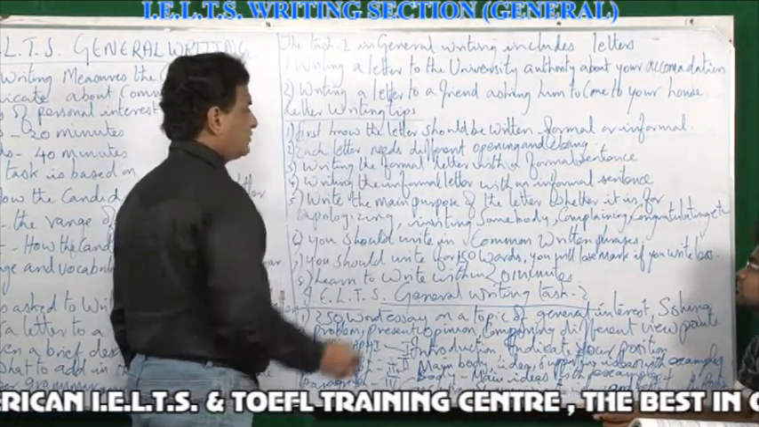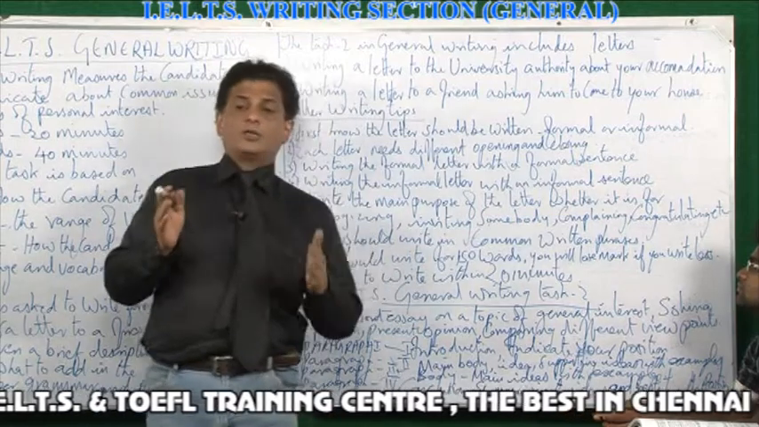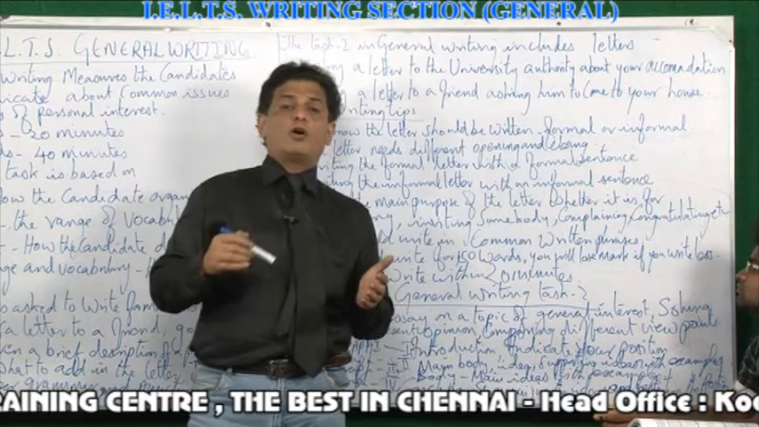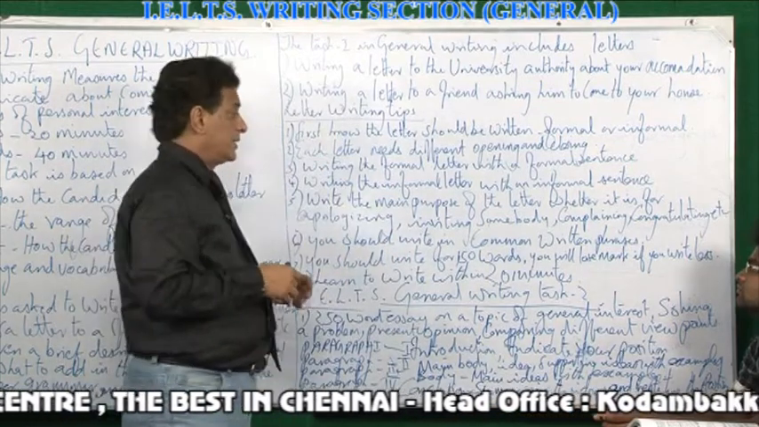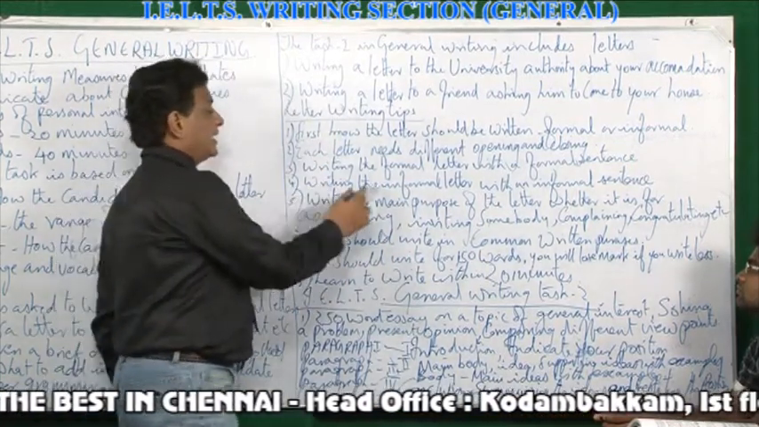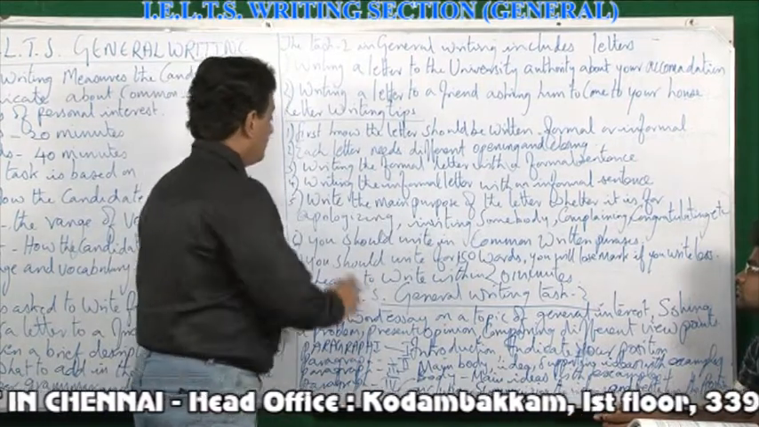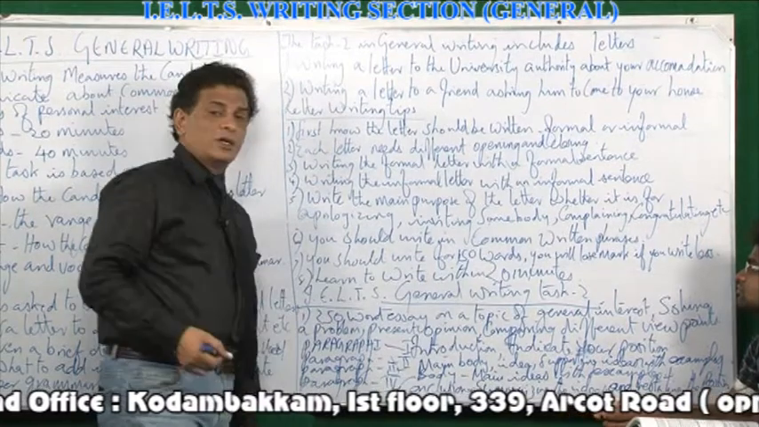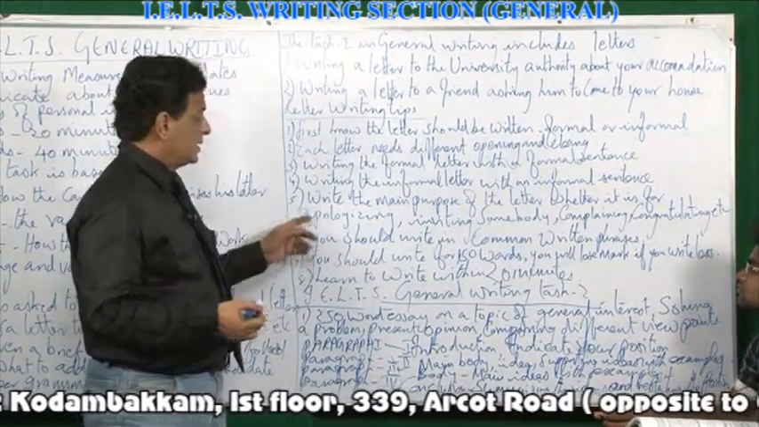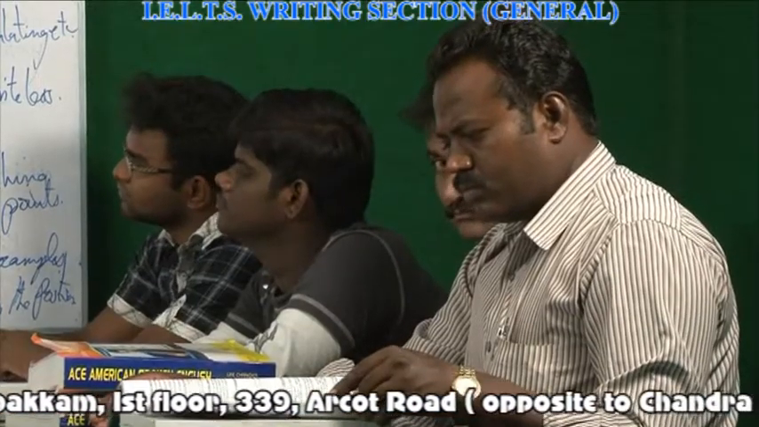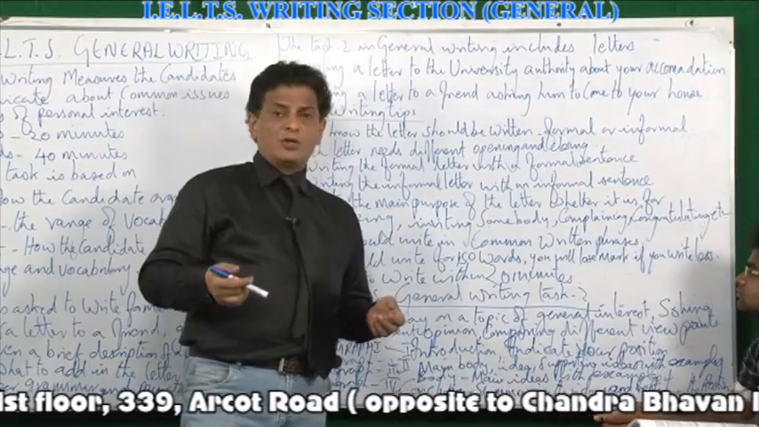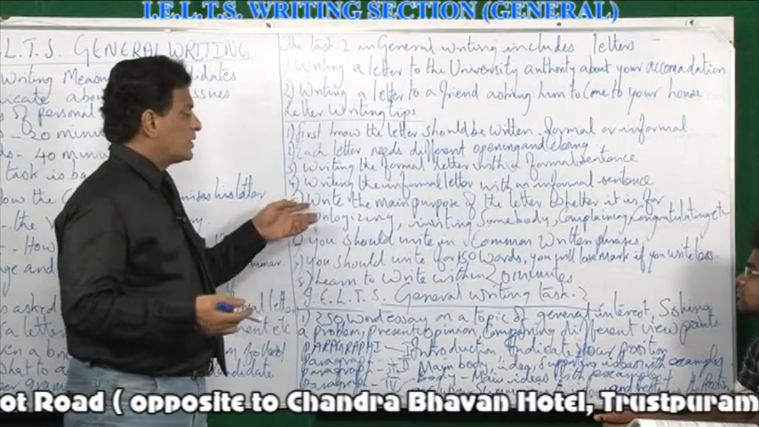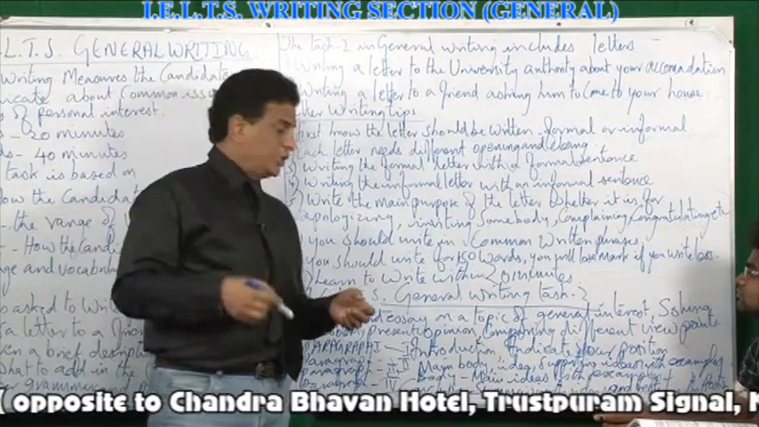Writing the formal letters with a formal sentence. You write a letter to your higher authorities, then you have to start with formal. You cannot go in for informal sentences. So fourth, writing the informal letter with an informal sentence. Fifth, write the main purpose of the letter, what it is for. Whether it is for apologizing, or for complaining, or for congratulating somebody. So the main purpose of the letter should be written.